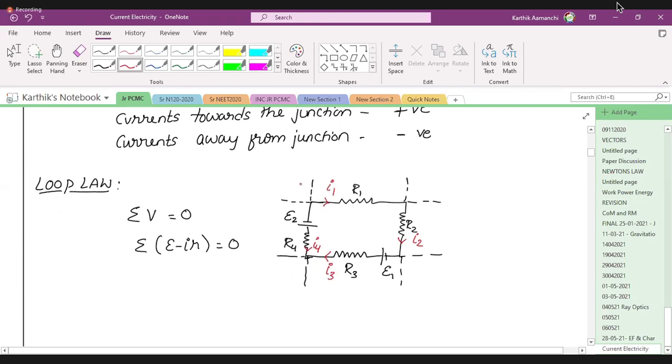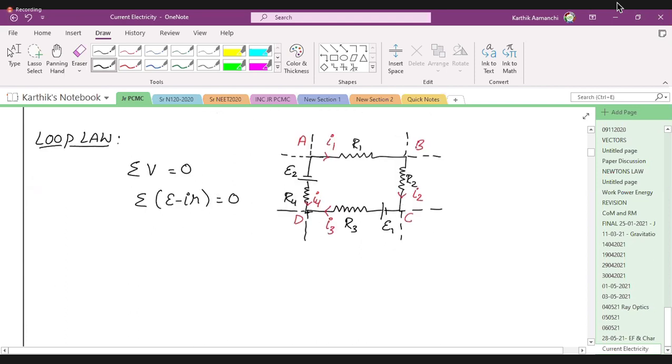Name the loops now. A, B, C and D. Now I said the algebraic sum of the potential differences in a closed loop is equal to 0, right? So A and B, what is your potential difference? VA minus VB. What is your potential difference? I1 R1.